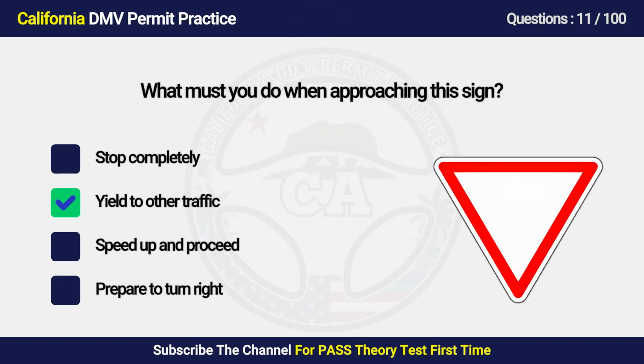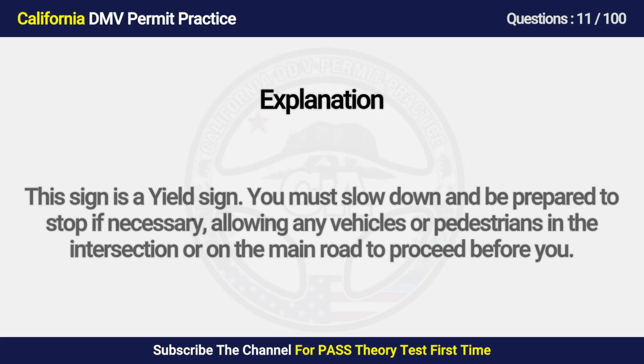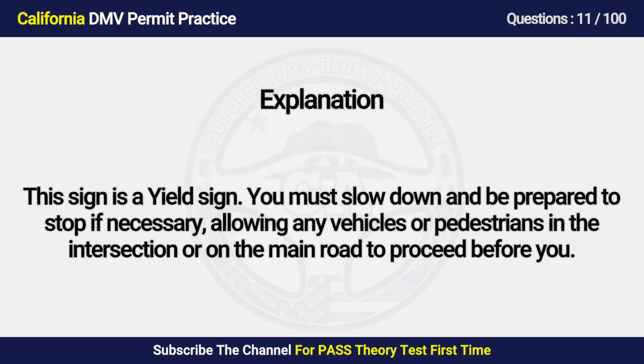Answer is B. Yield to other traffic. This sign is a yield sign. You must slow down and be prepared to stop if necessary, allowing any vehicles or pedestrians in the intersection or on the main road to proceed before you.